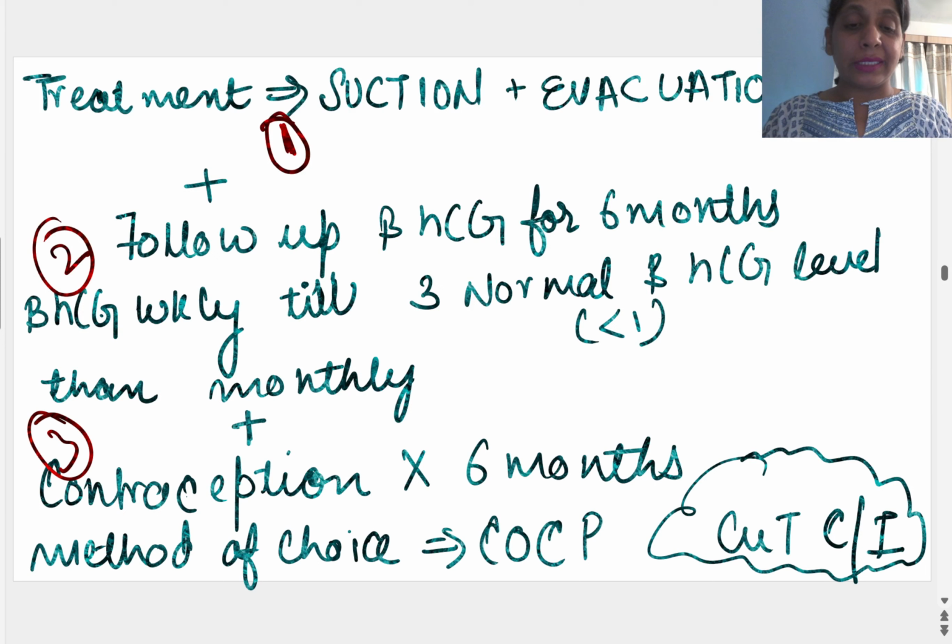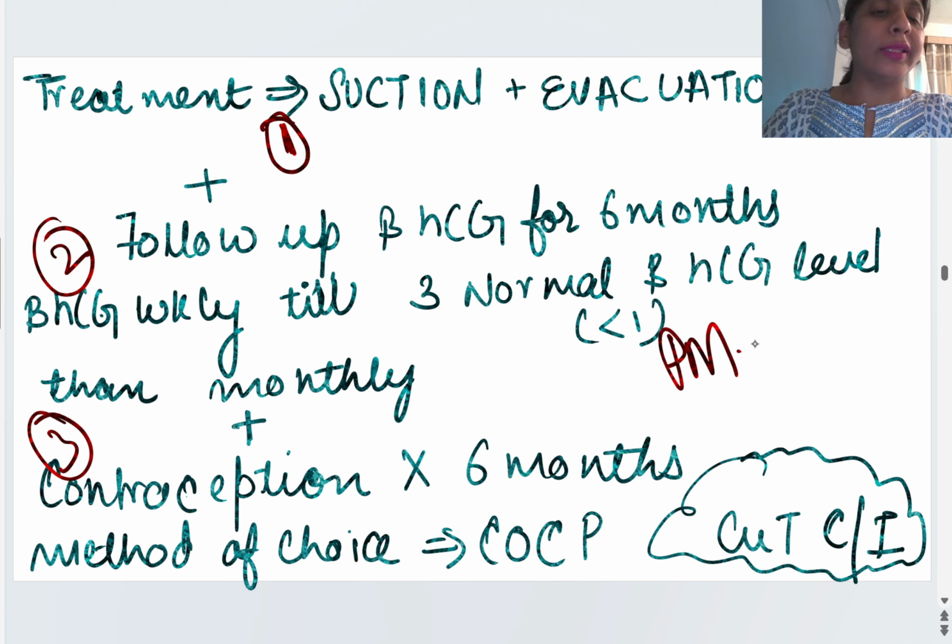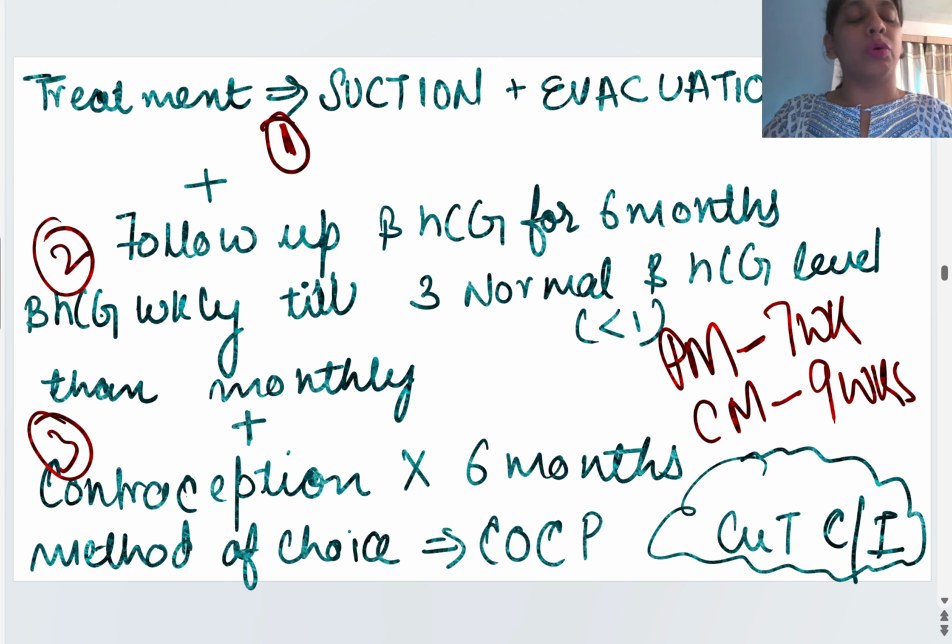Normally, at what time does the beta HCG become normal? If it is a partial mole, it becomes normal in 7 weeks, and if it is a complete mole, in 9 weeks. So you can average it and remember that in 2 months it becomes normal. Up to 2 months we do it every week, and after 3 normal values, we do it monthly till 6 months. And then contraception is given for 6 months.